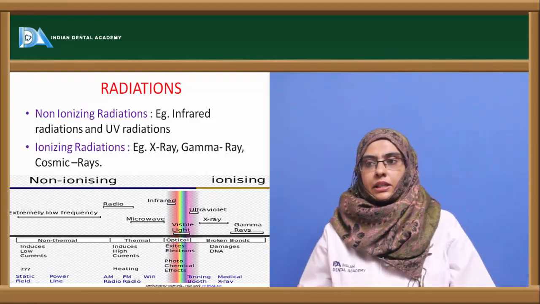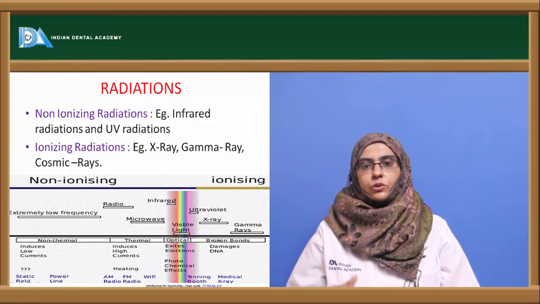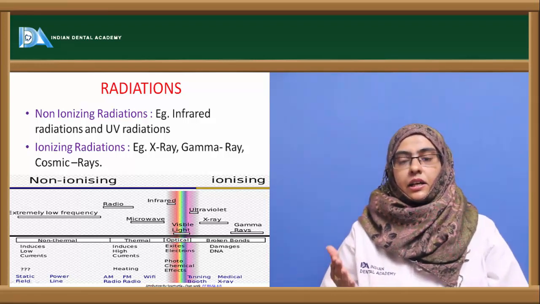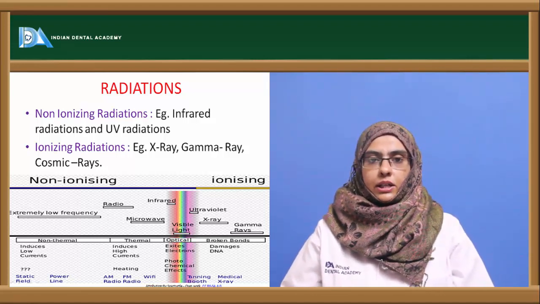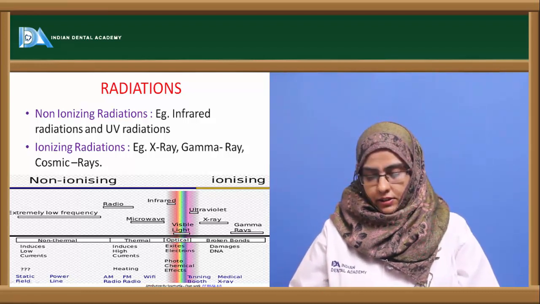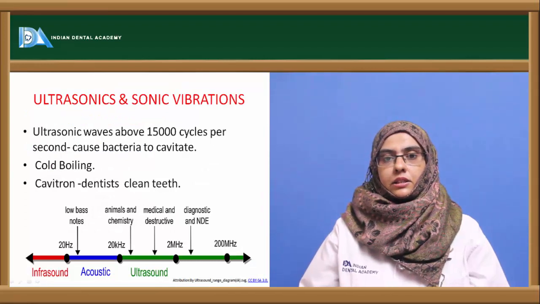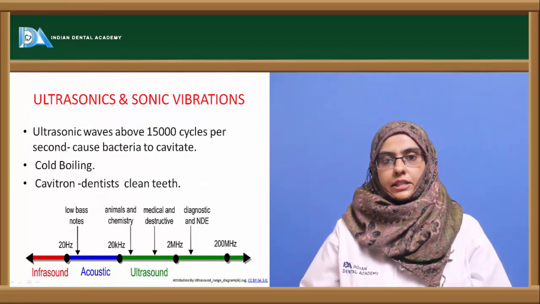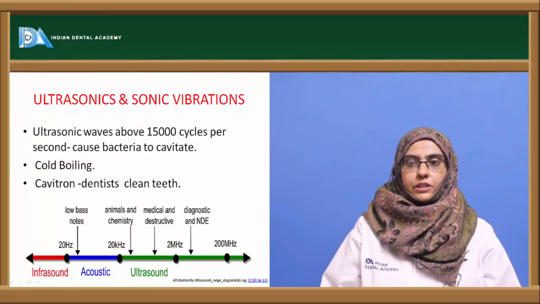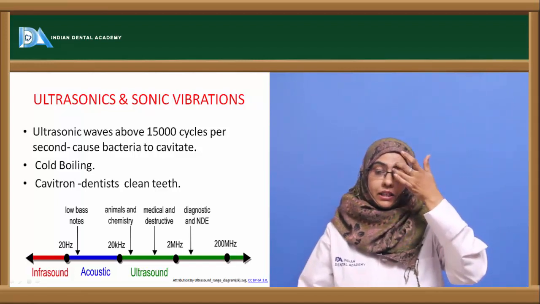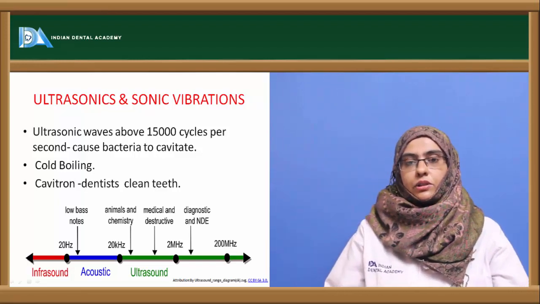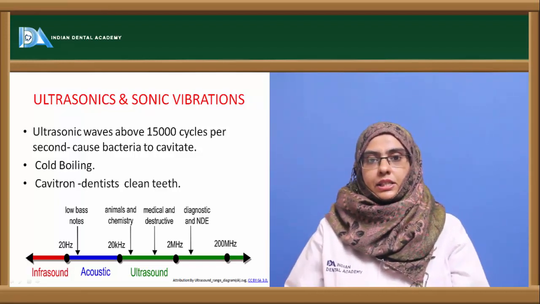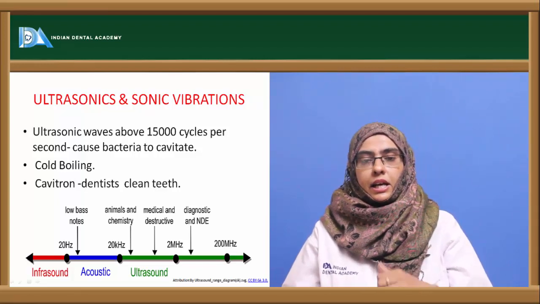X-rays, gamma rays and cosmic rays are mostly used as sterilizing agents, and when these radiations are used to sterilize foods, it is called cold sterilization, or radappertization. Okay, and the last thing in the physical methods of sterilization is ultrasonic or sonic vibrations. Ultrasonic waves are about 15,000 cycles per second. They cause bacteria to cavitate, that means they rupture the cell wall of the organism, thereby killing the organism.